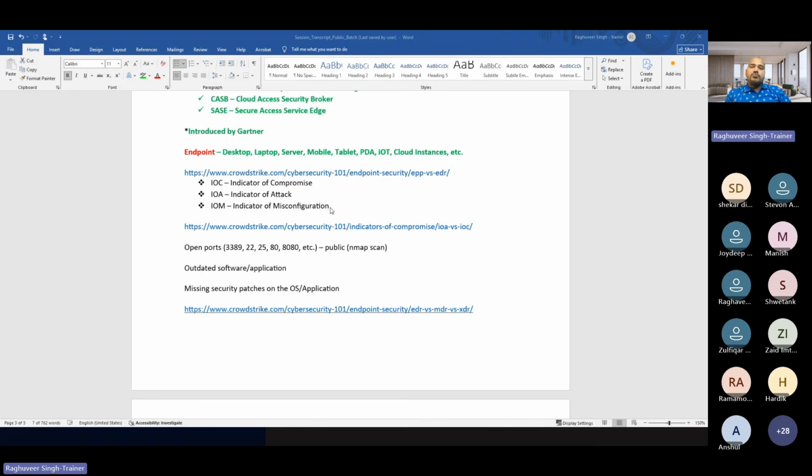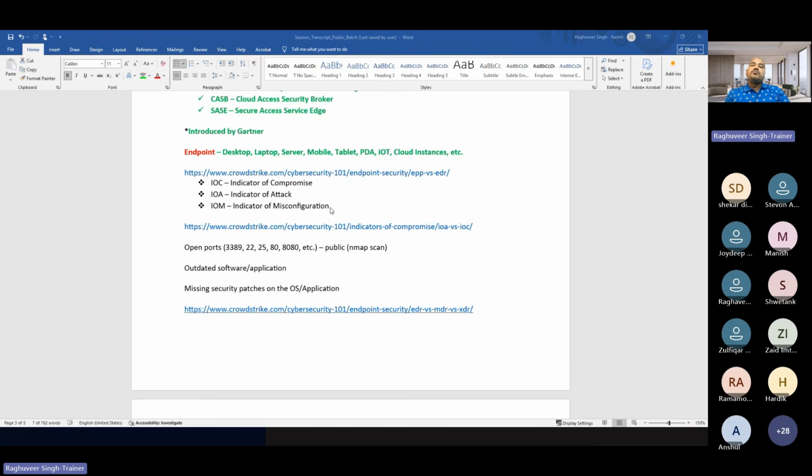Then comes indicators of misconfiguration. For example, a server is exposed on the public internet. A server has port 3389 enabled from the public internet. Anybody can connect to it. Or port 22 enabled on a Linux server. Anybody can SSH into it. Or port 143 enabled on a database and exposed to the public internet.